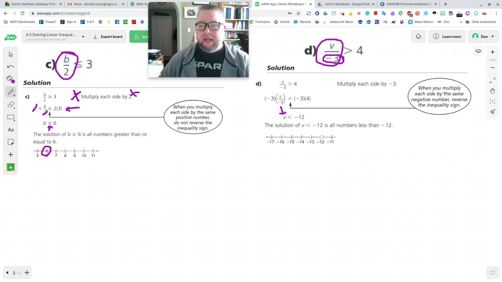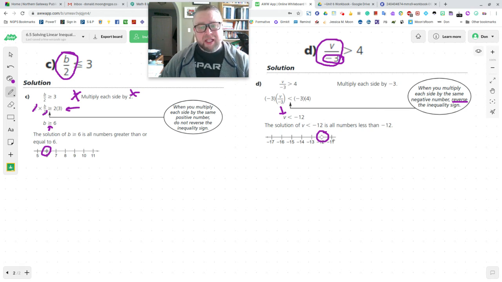Again, though, when I multiply each side by the same negative number, I have to reverse the inequality sign. That's the most important part there. Reverse the inequality sign. All right. Now this is v is less than -12. It's an open dot because there's not an equal to. And any number that I substitute for the variable v has to be less than -12.